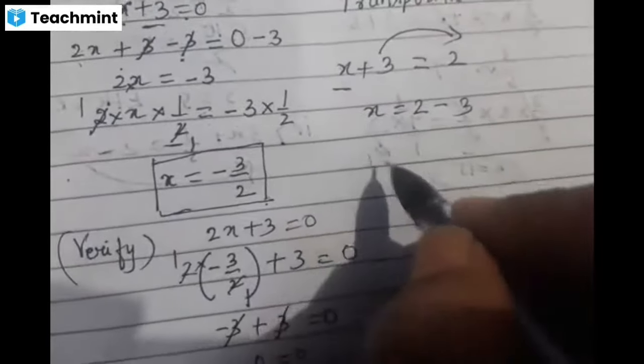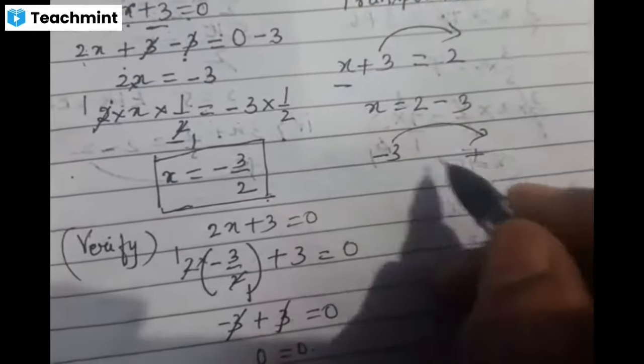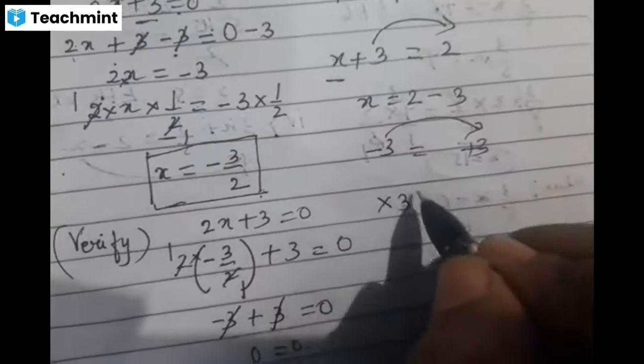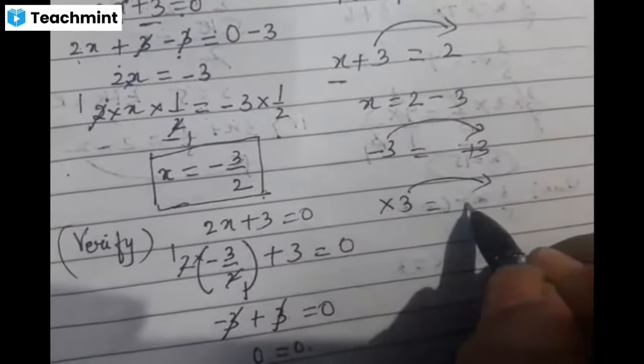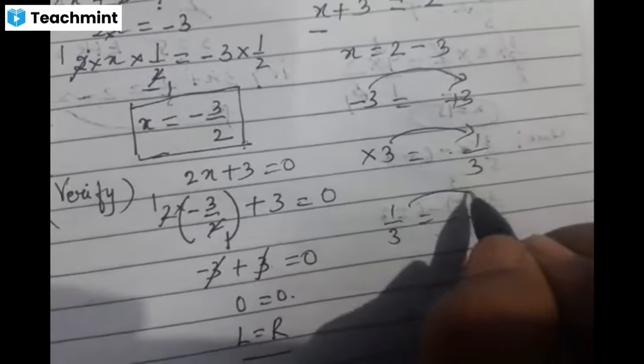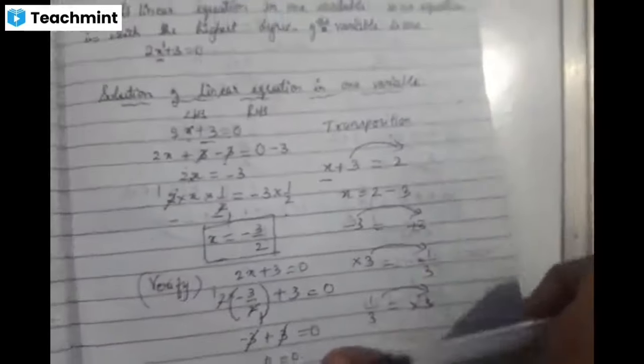In the same way, if I have a minus 3 term in the left hand side, if I send it to the right hand side, it will become plus 3. If into 3 is there, if I send it to the right hand side, it becomes divided by 3. Again, if divided by 3 is there, if I send it to the right hand side, it becomes into 3. This is called transposition, children. You should remember. Here, I am going to transpose or transfer minus x to the left hand side.